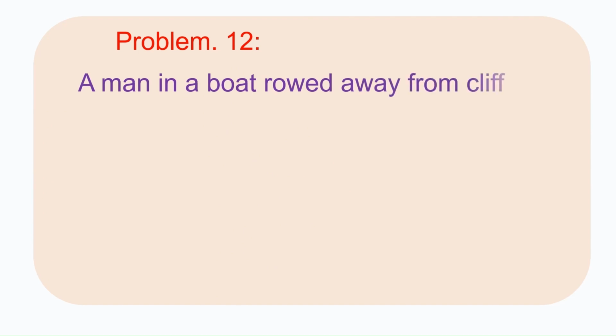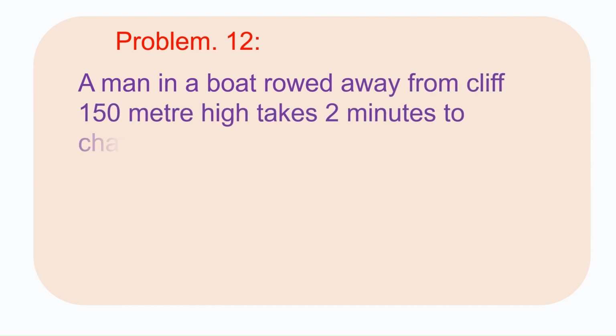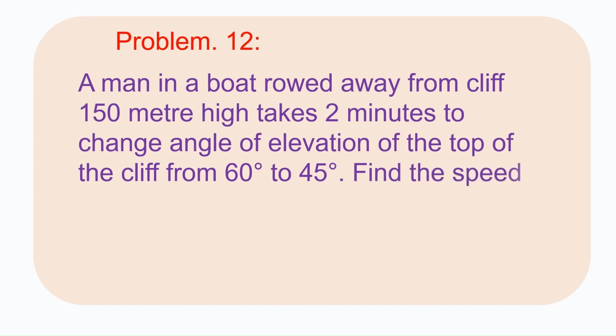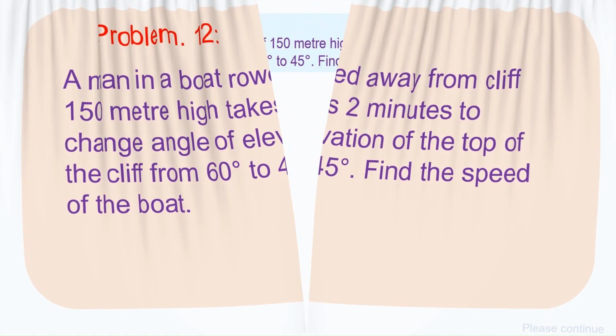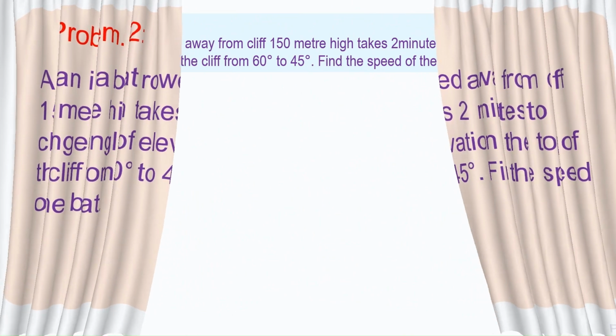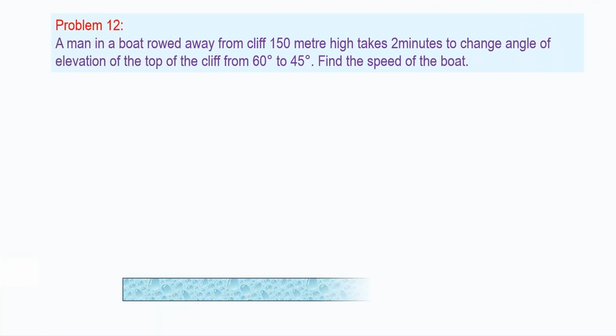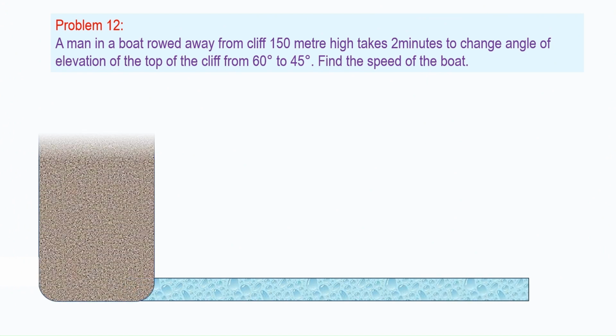Problem number 12. A man in a boat rowed away from a cliff 150 meters high takes 2 minutes to change the angle of elevation of the top of the cliff from 60 degrees to 45 degrees. Find the speed of the boat. Imagine the scenario on the ground, and then convert this picture into simple geometry.